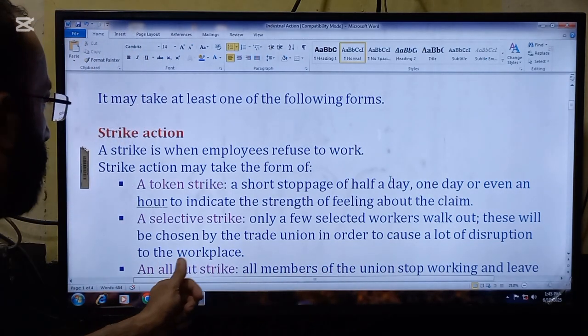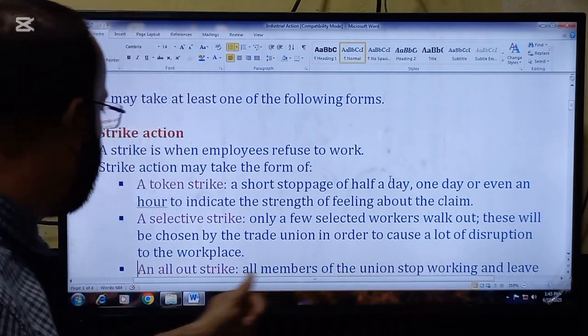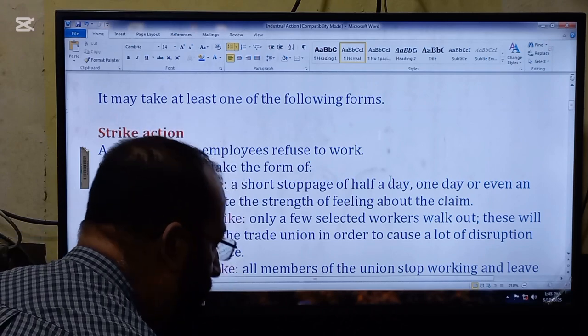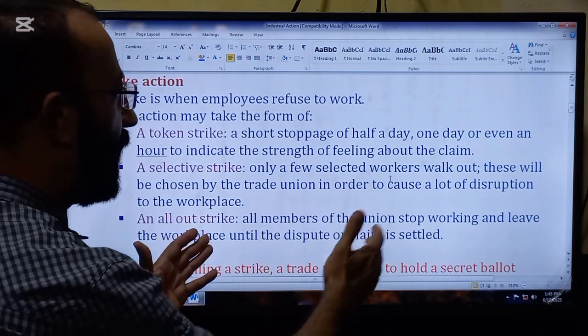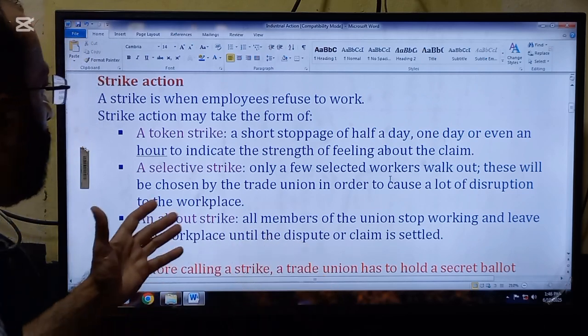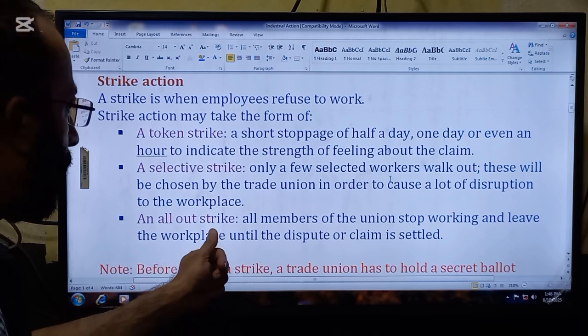These will be chosen by the trade union in order to cause a lot of disruption to the workplace. Because the chosen persons are normally key persons, that creates a lot of disruption in the workplace. The next form of the strike is an all-out strike.